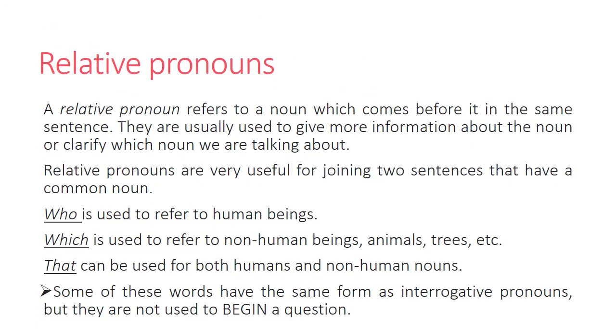Relative pronouns. A relative pronoun refers to a noun which comes before it in the same sentence. It is related to that noun. Who, whom, which, and that are the most commonly used relative pronouns. They are usually used to give more information about the noun or clarify which noun we are talking about. The nouns relative pronouns refer to can be singular or plural.